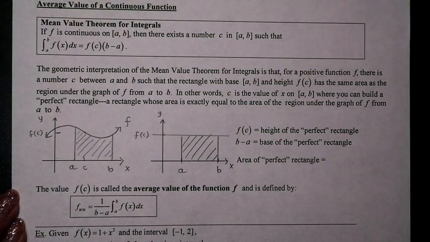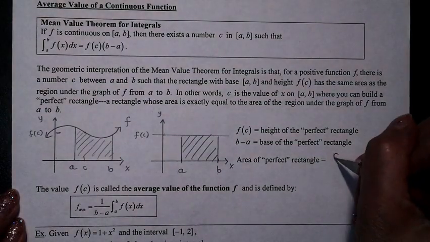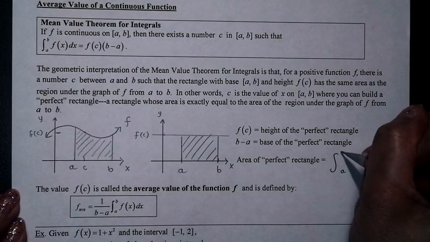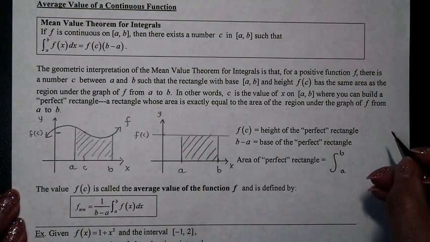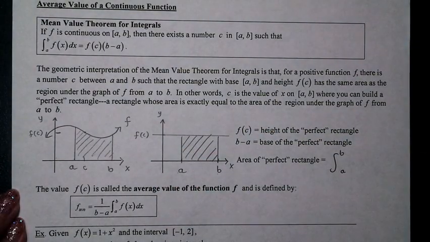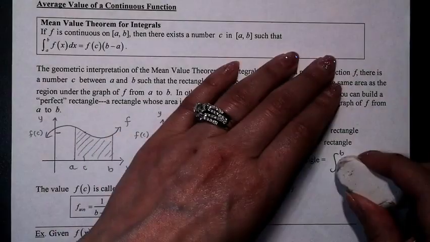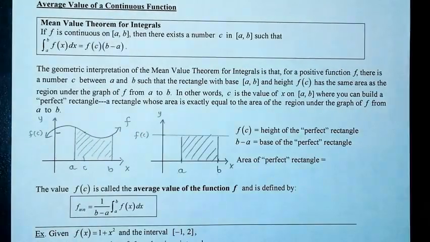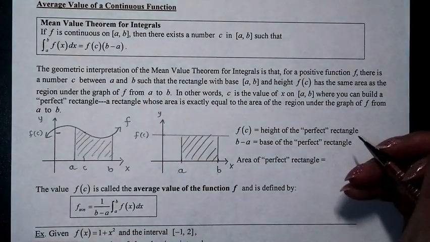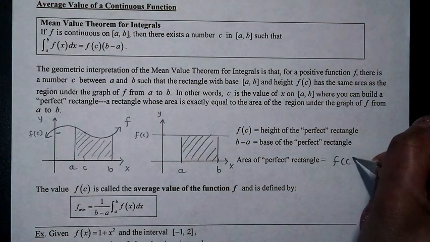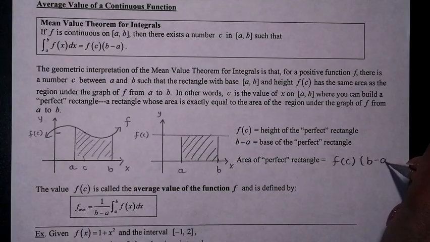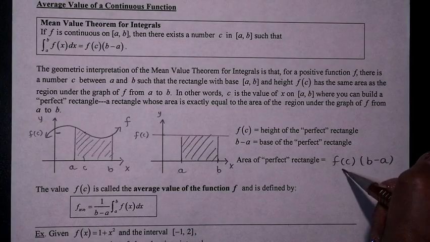So the area of the perfect rectangle, what's going to be that? It's the integral from a to b of f(x) dx, right? The area of the perfect rectangle, what would it be? Well, the area of the perfect rectangle is going to be f(c) times (b minus a), because it's base times height.